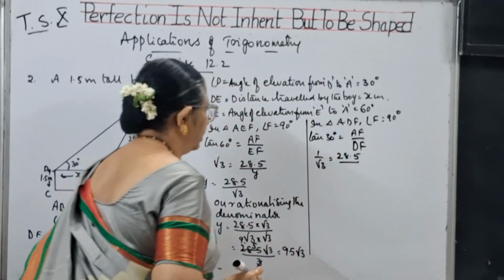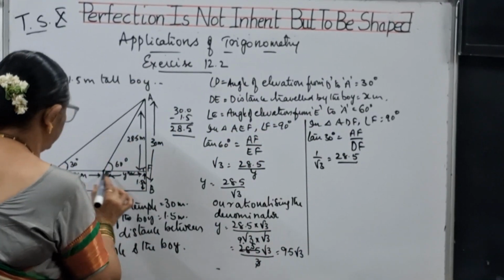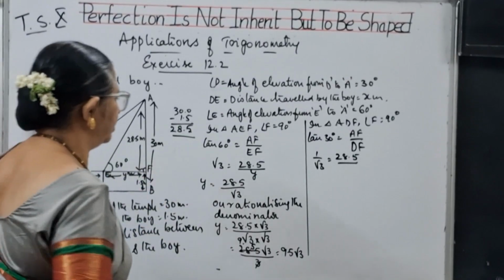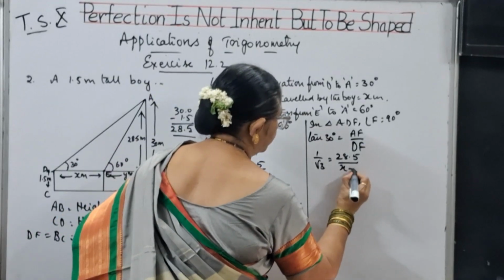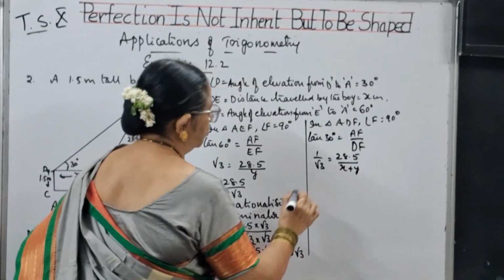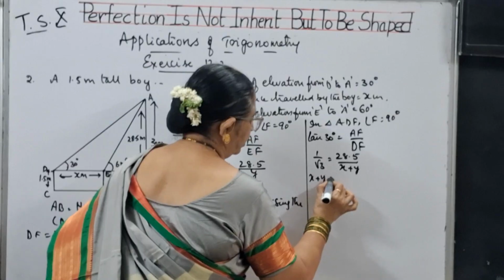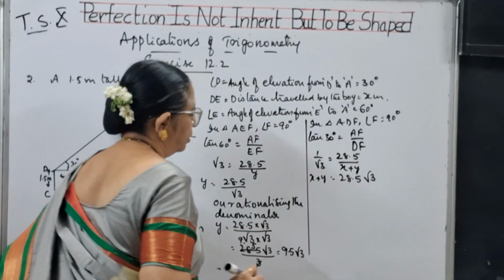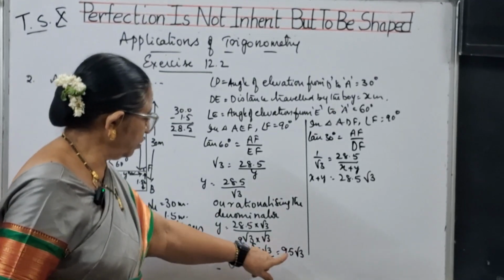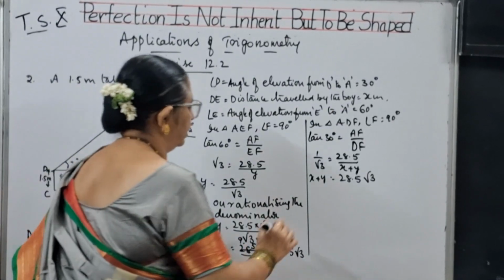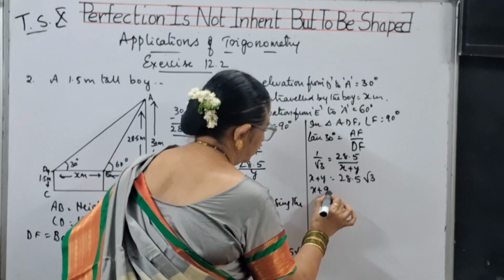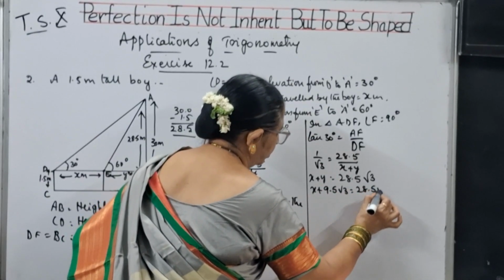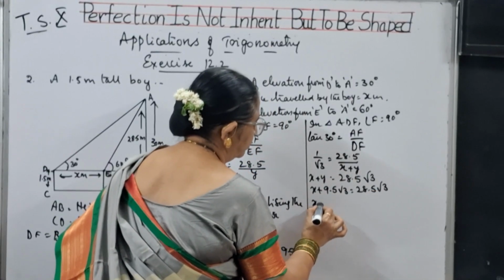28.5 by DF. What is DF, children? D to F is nothing but X plus Y. That means X plus Y is equal to 28.5 root 3. Now here, the y value you have got is 9.5 root 3. So X plus 9.5 root 3 is equal to 28.5 root 3. So what is X?